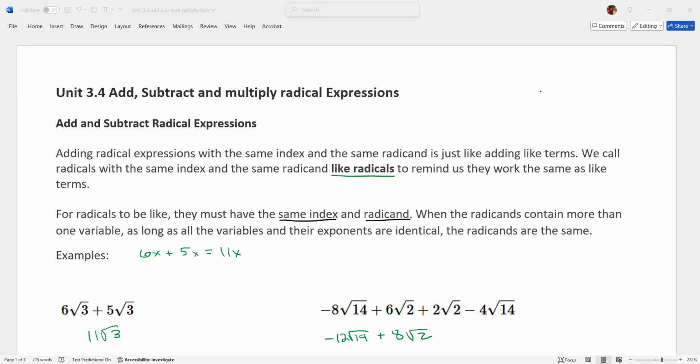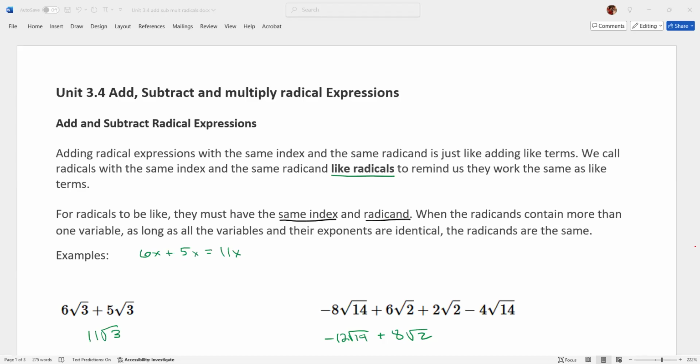Okay, we're going to go ahead and do Unit 3.4, adding, subtracting, and multiplying radical expressions. I've got it all worked out. I'm going to be using a red pen just to highlight, because this unit, if you understand the previous three, really doesn't become very difficult.